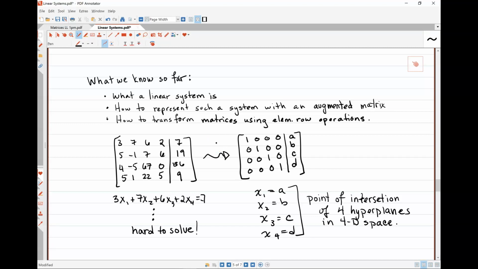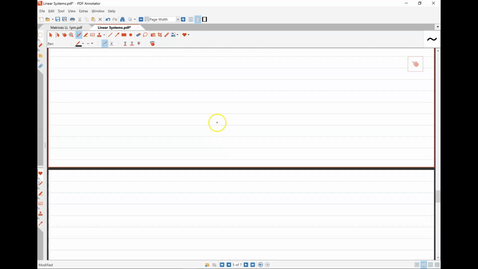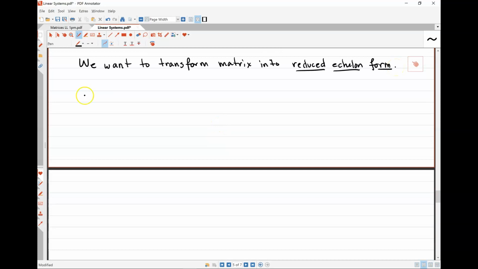Okay, so how do we get from here, this messy one, to something that looks a little bit cleaner like that? Well, the way that we do it is by performing in succession elementary row operations to take a matrix from its original state into something that's called echelon form, or even better, reduced echelon form. So let's look at what that is. Let's start with just echelon form.